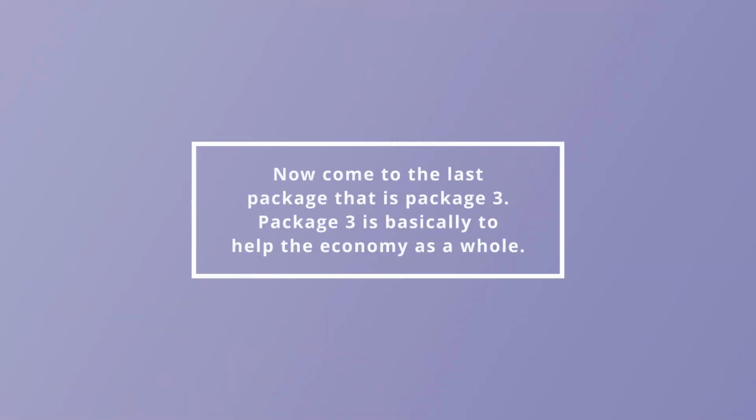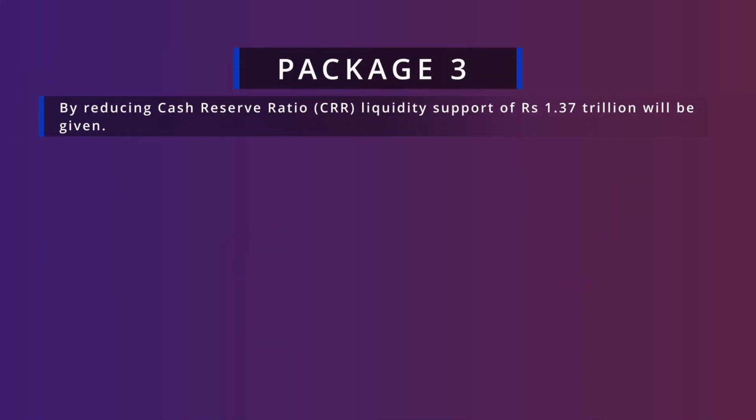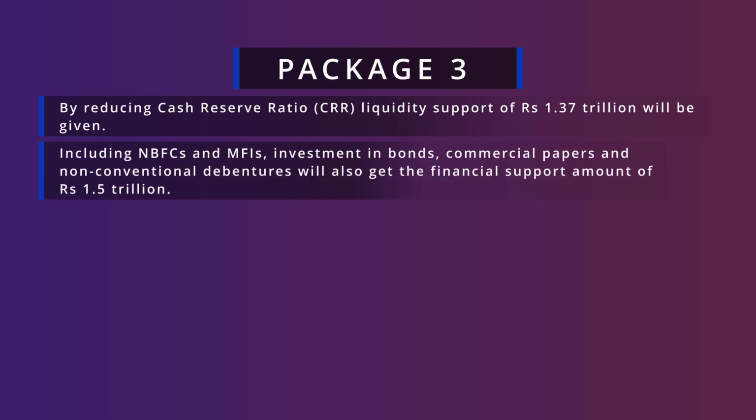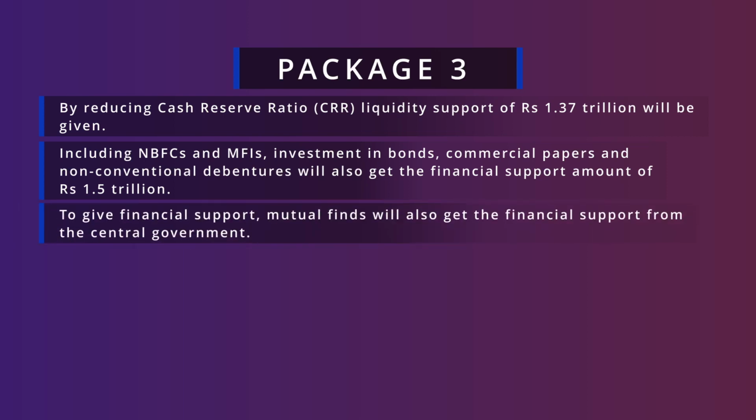Now come to the last package, that is Package 3. Package 3 is basically to help the economy as a whole. So the cash reserve ratio, the repo rate and the reverse repo rate are all reduced to put more currency in circulation in the economy. The mutual funds are getting a lot of money from the government to stabilize their functioning. Not only that, the commercial papers, the debentures and the investment in bonds are also getting a lot of money from the government so that they can function smoothly as before. So these are the three packages announced by the central government during COVID-19 just to stabilize the economic function.